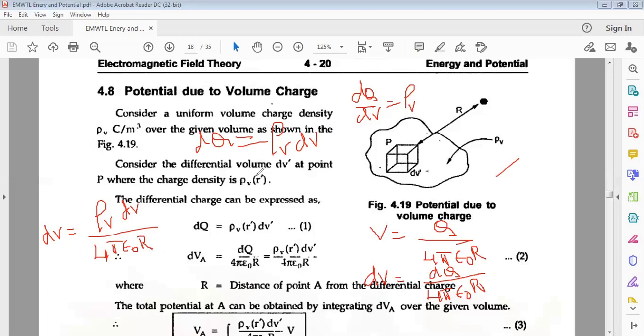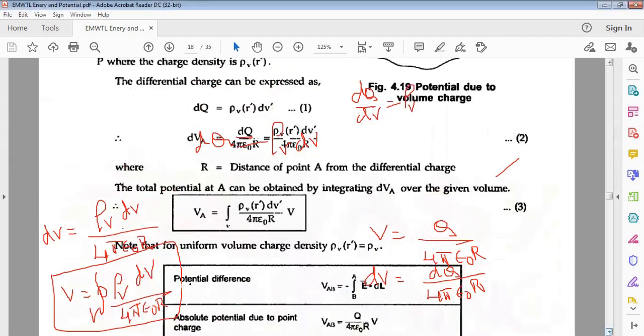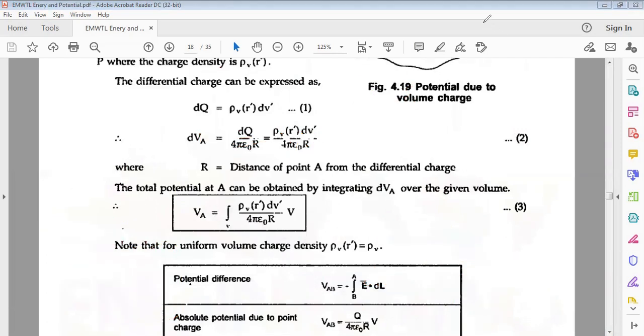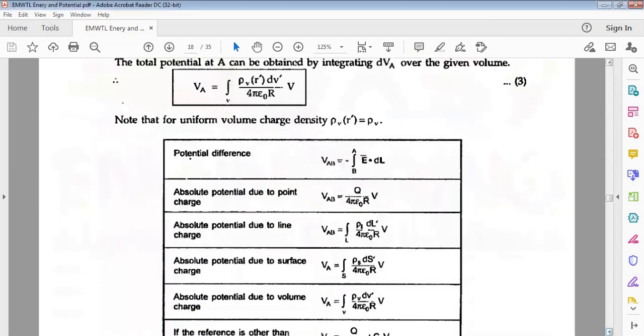Now apply the integral on both sides. V is equal to the volume integral of rho V dV by 4 pi epsilon naught R. Note that for a uniform volume charge density, rho V of R dash is equal to rho V only. So finally, you can conclude the potential.